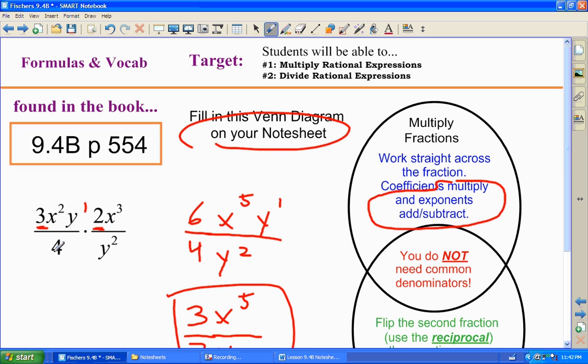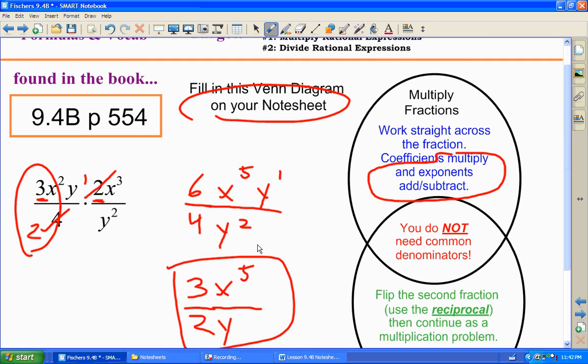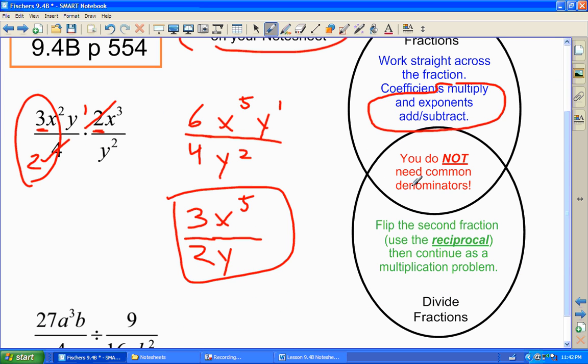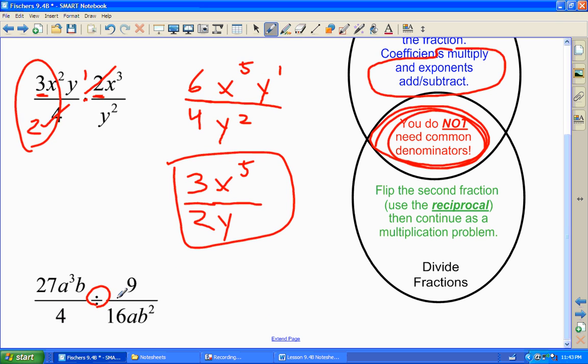But you can also cancel diagonally like we did. I think when I did over there, I just did this and got straight to my 3/2 immediately. But either way, I think you know how that works. Okay. Notice we don't need common denominators like you do when you add fractions. So notice this is what both of these, multiplication and division, have in common. You don't need common denominators. All right, you can just start cross multiplying once you have flipped this fraction here.